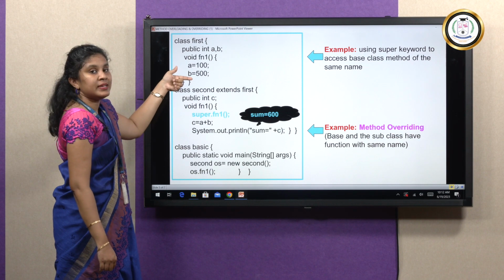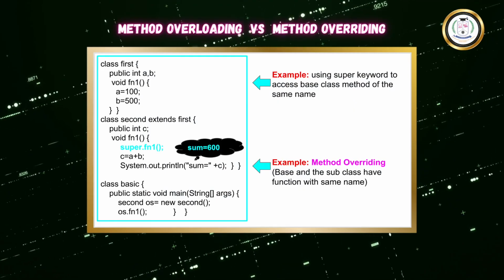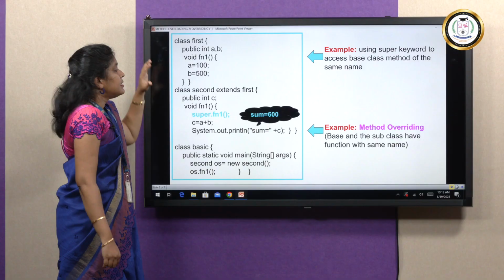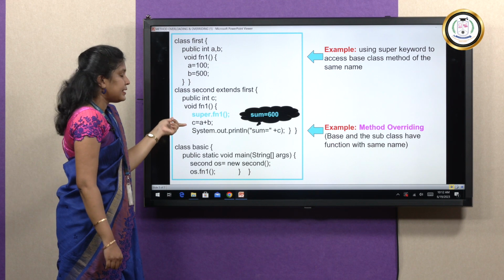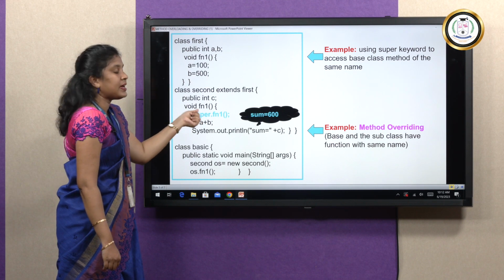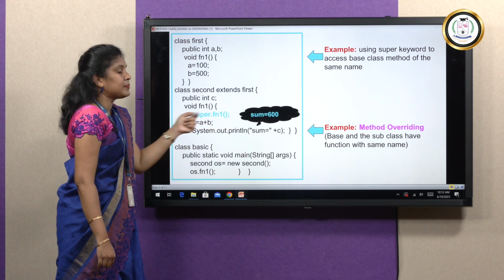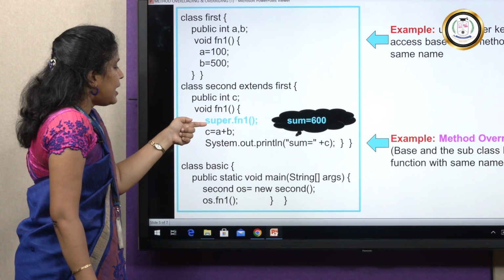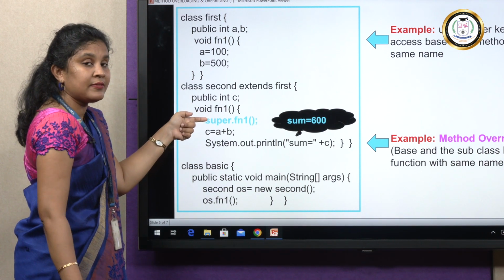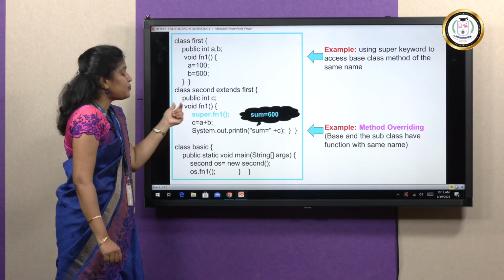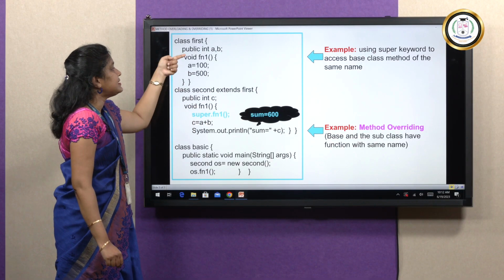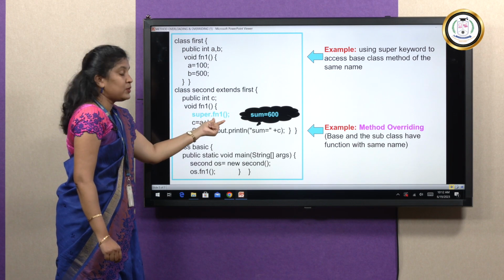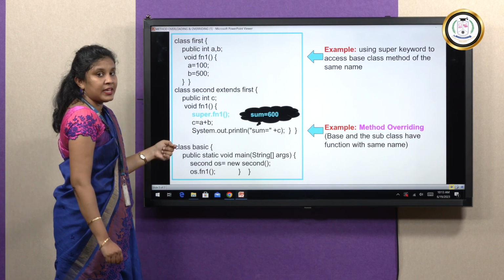What are the properties of my base class? I have variables A and B given as 100 and 500. These are the properties. I am trying to use these values in my derived class function, which is the same named fn1. I am going to add them and print the result. Inside my derived class fn1, I have a super keyword, which we have already seen in a video about the super keyword. This super keyword enables us to call the base class function. The super.fn1 calls the base class function fn1.